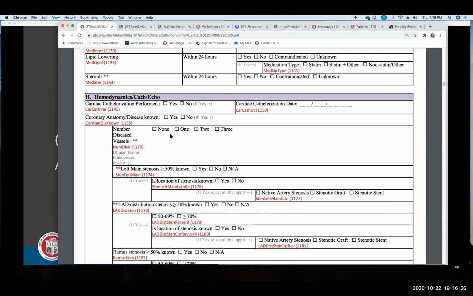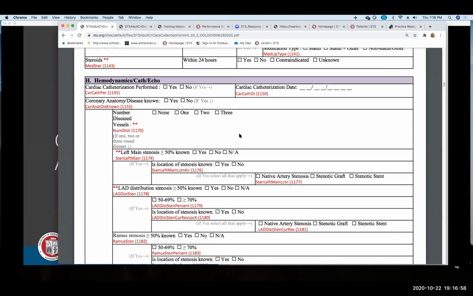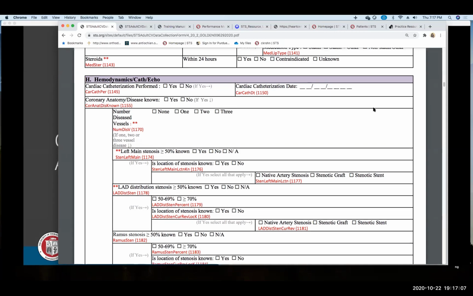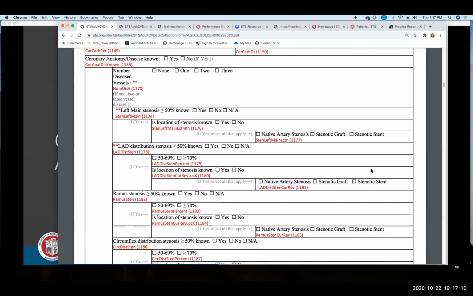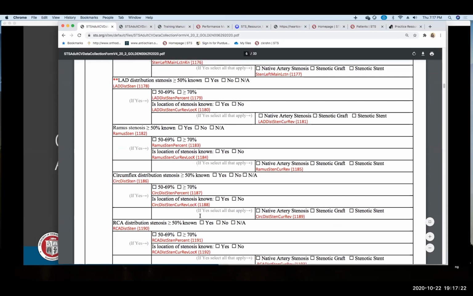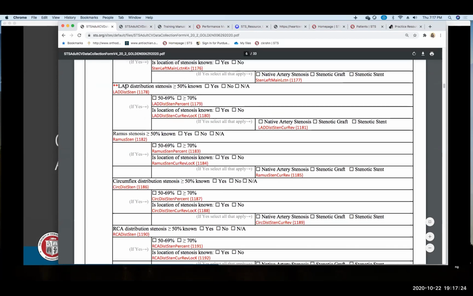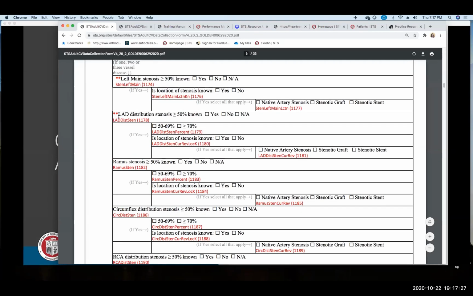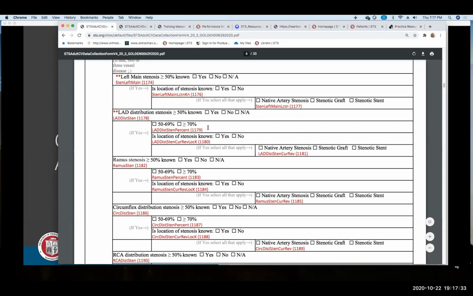Prior to surgery, we're also looking at the hemodynamic section, which is looking at your results from the catheterization, or if the patient had a CT angio or anything else that would help identify coronary artery disease. We are just collecting information. We were getting really granular and collecting information specific to which part of the LAD, which part of the circ, which part of the RCA distribution in previous versions. We've now condensed that down, just looking at the system as a whole, and if there's any LAD distribution stenosis greater than 50%, and if so, was it 50 to 69 or 70%?